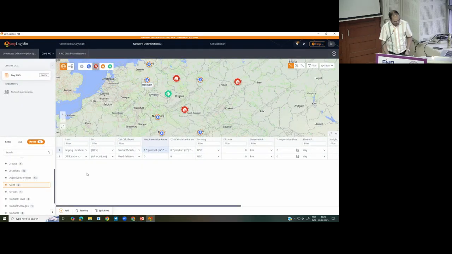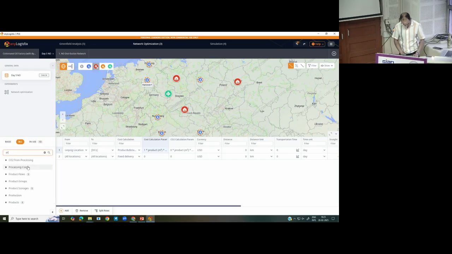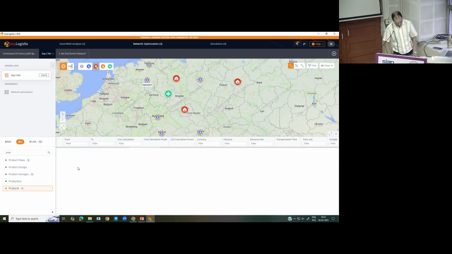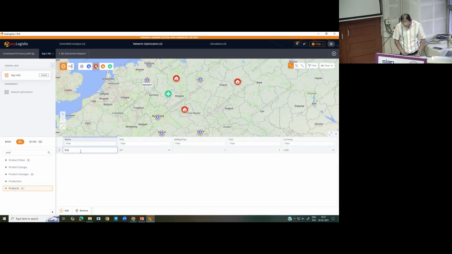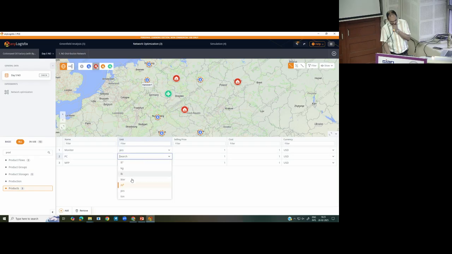Okay, I think we haven't defined the products. What are those 3 products? Okay, let me see. Products. So the first product is monitor, am I right? Monitor, then PC, and then the third one is MFP, multifunctional printers. Unit is meter cubic. No, the unit we are saying is pieces. So tell me the price now. Monitor price first. What is the price of monitor?